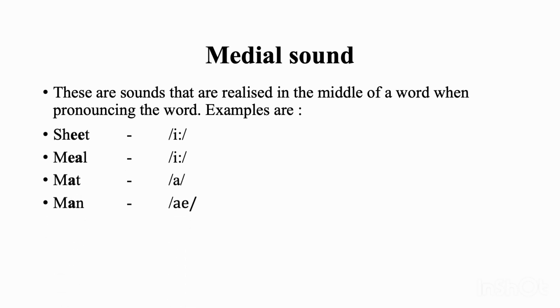Examples are sheet. And the word you hear is sheet. We move on to meal. The sound in the middle is the E sound, that is the meal. We move on to mat. The sound in the middle is mat. And then we move on to men. The sound in the middle is A. And this is how they are realized when transcribed in the dictionary.